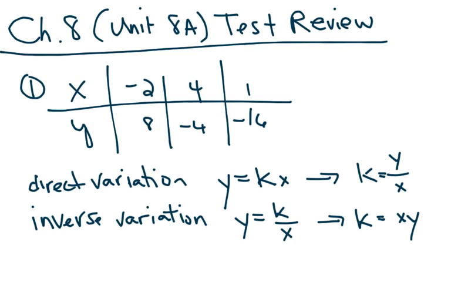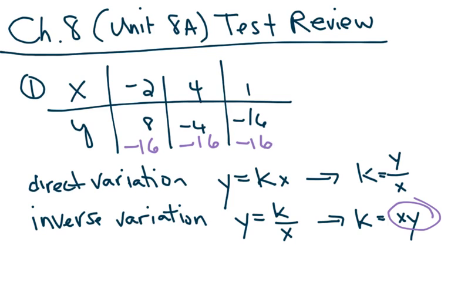Alright, so let's start by checking to see if it's inverse variation, because it's the easiest thing to do. Let's multiply all the x and y values and see what we get. We get negative 16, and negative 16, and negative 16. Look, they're inverse variation. I don't even have to check if it's direct variation.